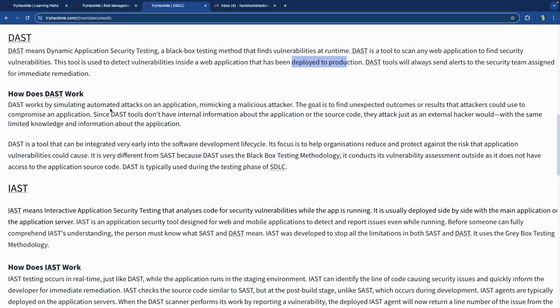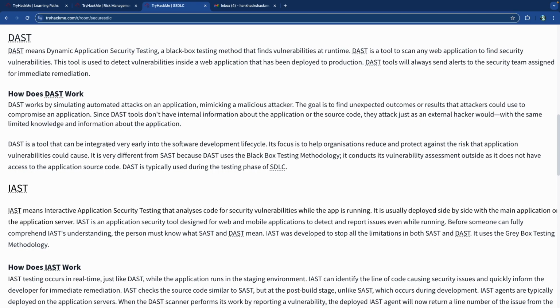And it works by simulating an automated attack on the application, mimicking the attacker. And the goal is to find unexpected outcomes or results that the attacker could use to compromise the application. And since these tools don't have internal information about the application or the source code, they just attack the same way that a hacker would, with the same limited knowledge and information, which is why they call it black box. So white boxes, you know everything. Black boxes, you don't know everything. And so you're just attacking everything that you possibly can.